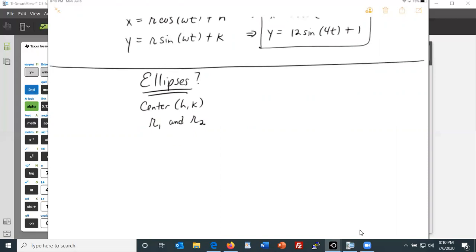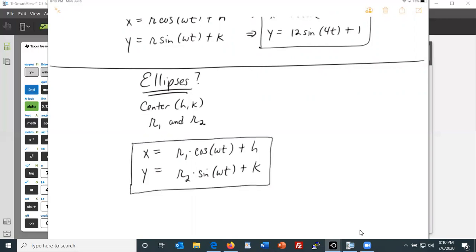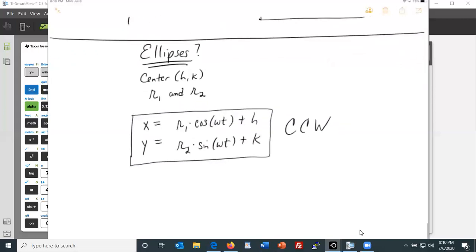All right, so we would say that the parametric equations are x equals r1 times cosine of wt plus h, and y equals r2 times the sine of wt plus k. So notice it's exactly the same thing as a circle, but you have two different radii this time. And that's for counterclockwise ellipses. And if you switch sine and cosine, then it becomes clockwise.